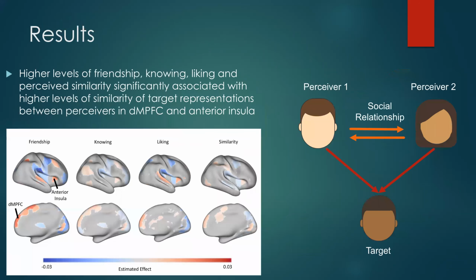And what we found was, in the case of target congruence, that the social relationship strength was significantly related to the degree of similarity in these distributed patterns of activity in regions that we know to be involved in social cognition. Most pronounced here, the dorsal medial prefrontal cortex and the anterior insula, which you can see are implicated in all 4 of these social relationship variables. So higher levels of friendship, higher levels of knowing and of liking and of perceived similarity were significantly associated with higher degrees of similarity between representations that these 2 perceivers had of the same target.